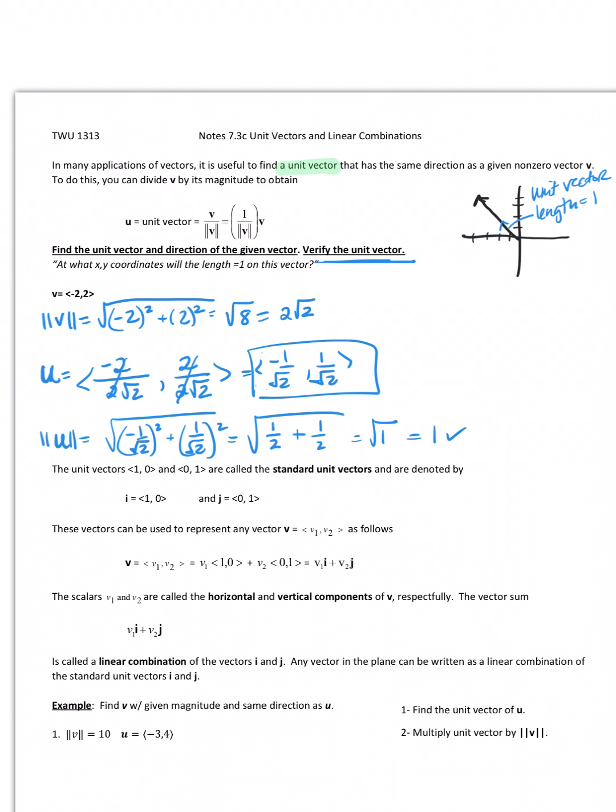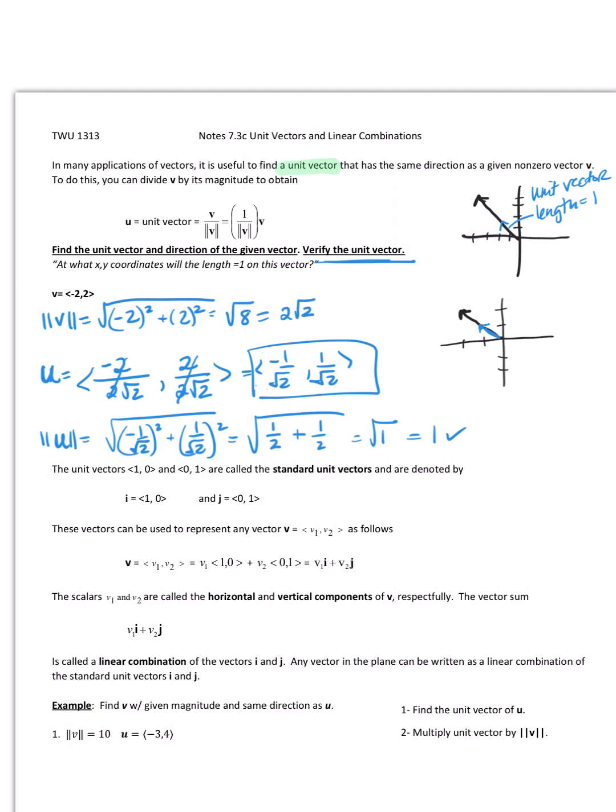And again, what is that saying? Well, that's saying our vector that was at -2, 2 has a length of 1 where it's -1 over the square root of 2 and 1 over the square root of 2. So it's a little bit more than 1 is what that comes out to be. There's your length of 1. And that makes a little sense visually. Hopefully you see that.